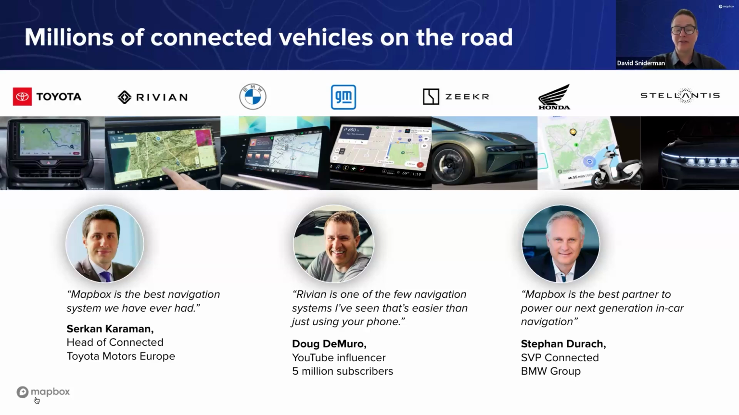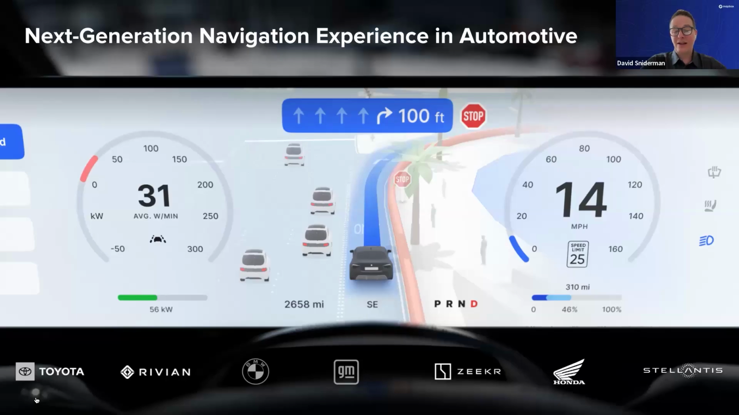So automakers really love Mapbox for that reason, because they can style the map and get control over what the experience is like for their customers. So Toyota, Rivian, BMW, General Motors, and soon many others use Mapbox, and you'll be seeing more and more of that. The next slide shows an internal concept of a rendering of what a fully realized experience might be.